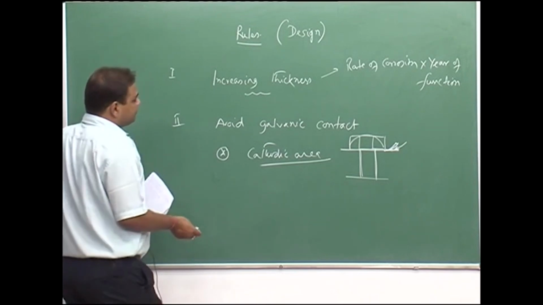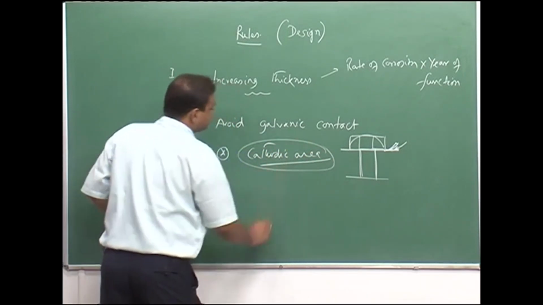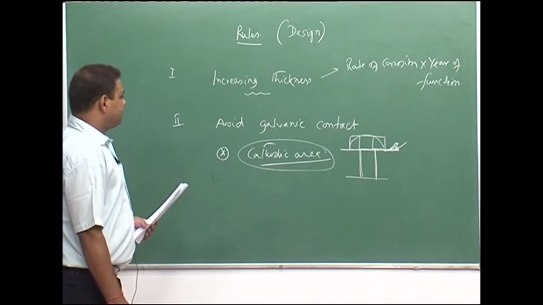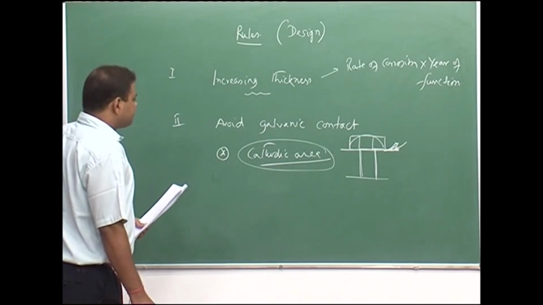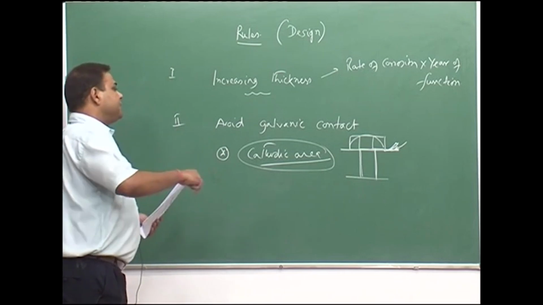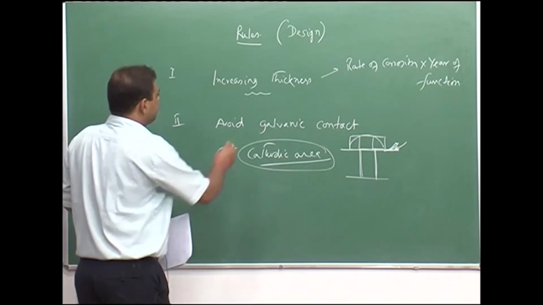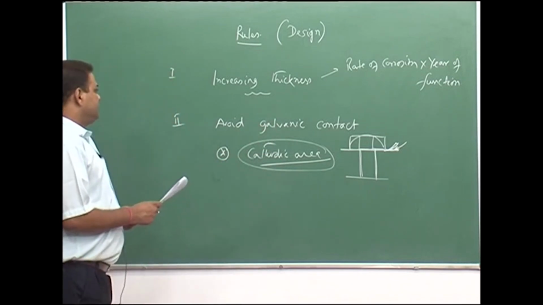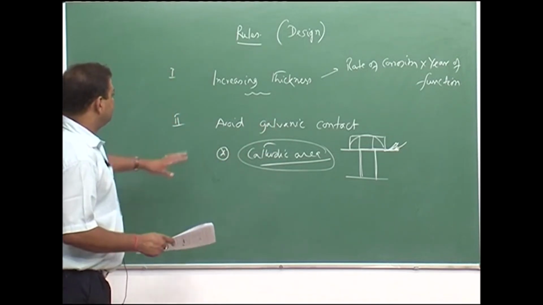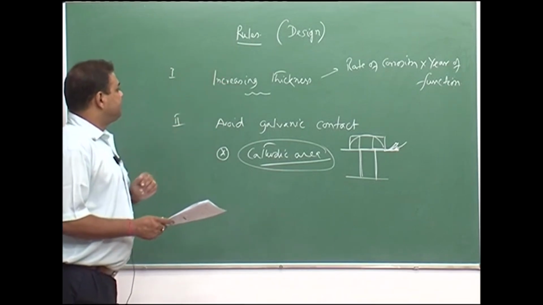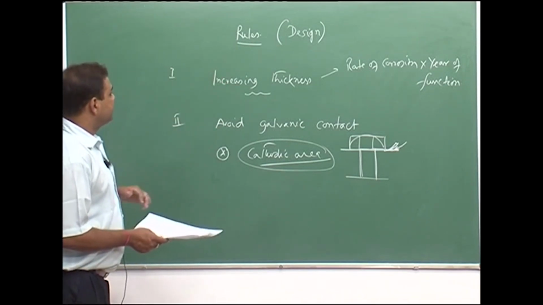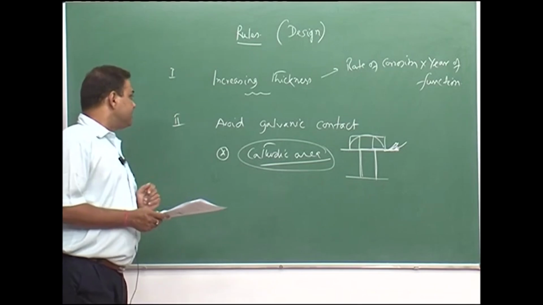So, the cathodic area, if we can paint it or cover it with some organic material, or sometimes if we would like to go for painting, let us paint all the places. So, that is one way. Avoiding galvanic contact is one important rule which can minimize the corrosion rate to a great extent.